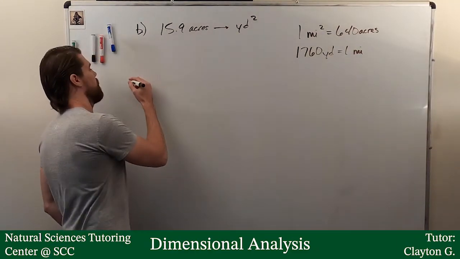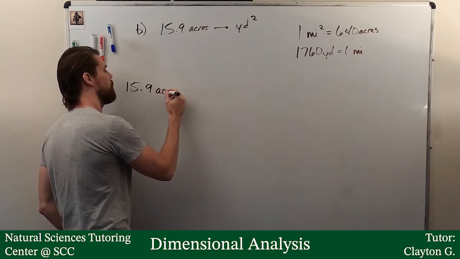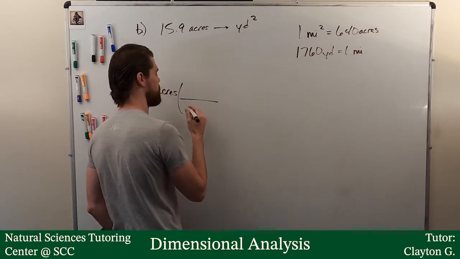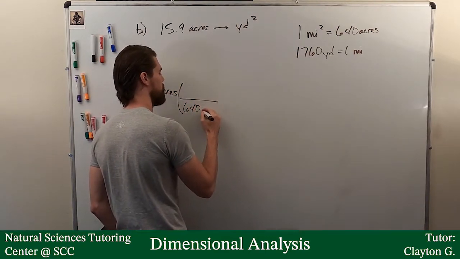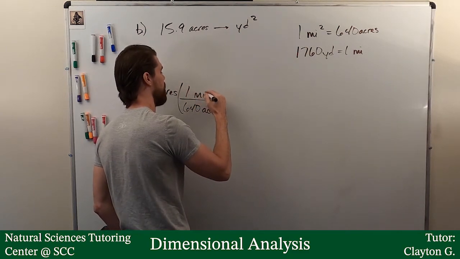So let's get started. Start with the information that we're given, 15.9 acres. I need to divide by acres, so for every 640 acres, I get 1 square mile.